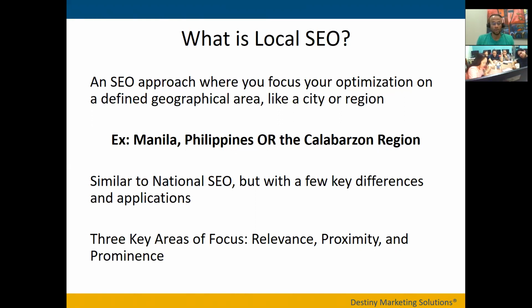And one of the key takeaways that I want you all to take from this session is that there are 3 areas of focus for local SEO. Those are relevance, proximity, and prominence. We'll revisit each of these 3 areas at the end of the session, but it's very important that you take that away from today's session.